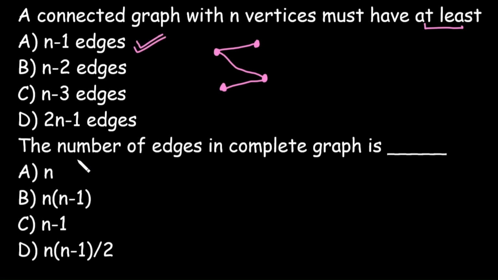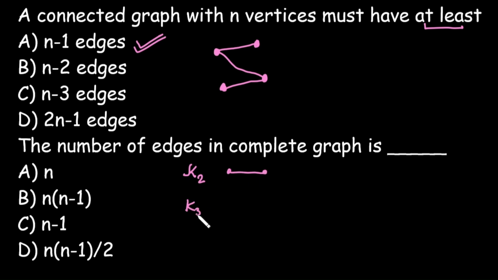Taking another example, what is the number of edges in a complete graph? Now, one procedure is that you need to remember it. Second, we can derive it. And third, with the help of the hit and trial method. Suppose we have the complete graph K2. What does it mean? There are 2 vertices and both are connected by an edge.